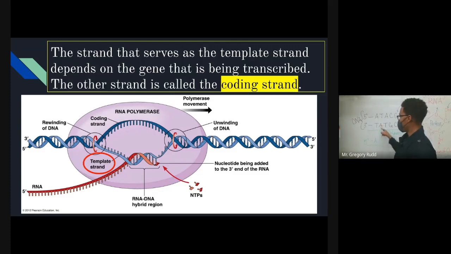So what's going to come next? Now we're talking about mRNA though. U. Good. A. And now we've got the 3' end. Okay. So we've now created what we call an mRNA transcript.